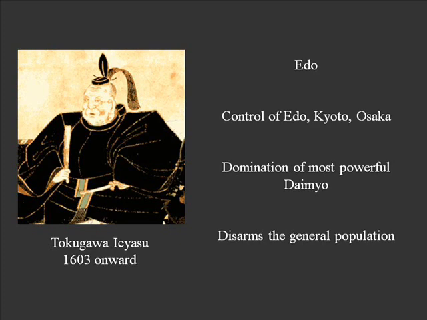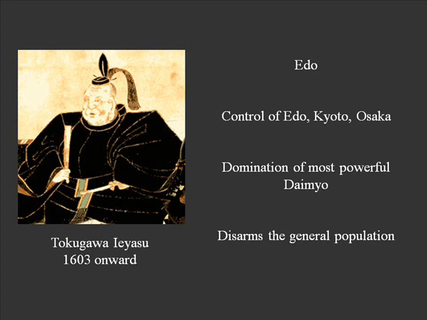And after Hideyoshi leaves the scene in 1598, there is a certain amount of infighting to determine who the next big leader of this new shogunate is going to be. And eventually, Tokugawa wins out.